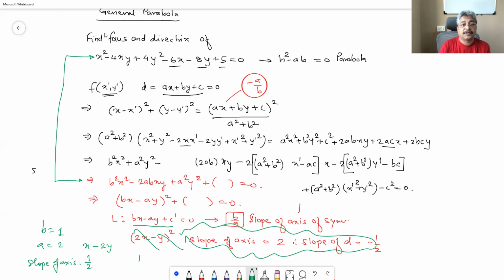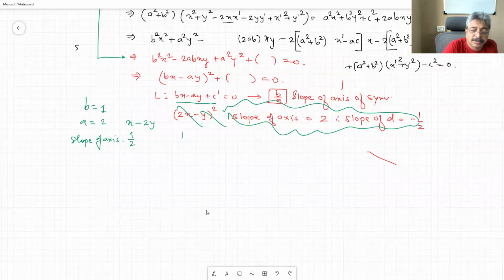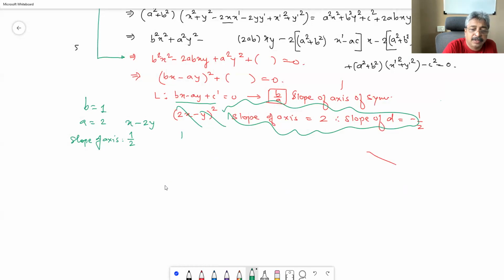Any questions in this? Let me stop recording. Half, that means your axis of symmetry in the real XOY plane will look like this. The constant is still not known, but at least we can assume something, and the axis of symmetry will be parallel to a line of around half slope. This is half, 1 and 2. I mean, it is a little less than half.